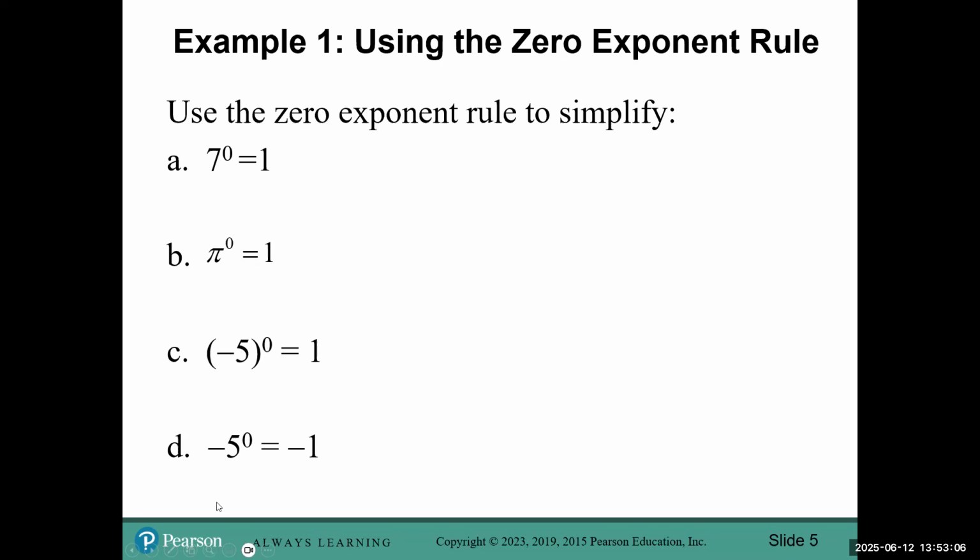Now on D, remember, we have to think about our order of operations. So for part D, this is the opposite of 5 to the 0. Even though those parentheses aren't there, they're sort of implied. So what do we do first? The exponent happens first. 5 to the 0 is 1. Then we have to take the opposite. So that's why this one is -1, but this one is +1.